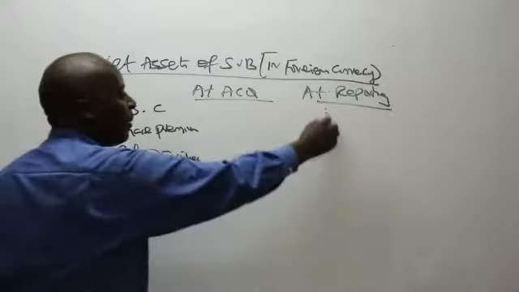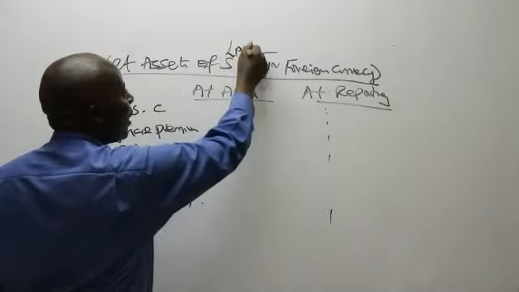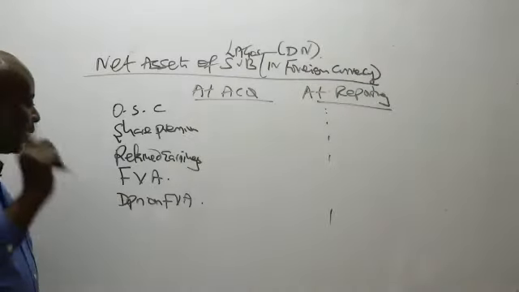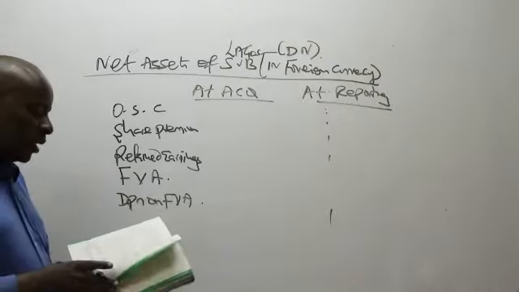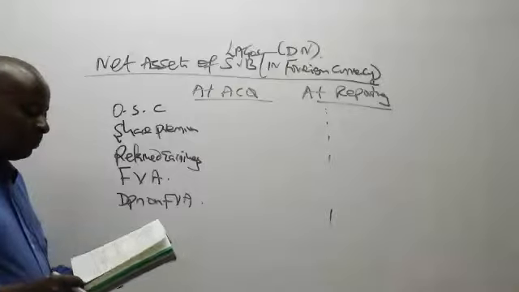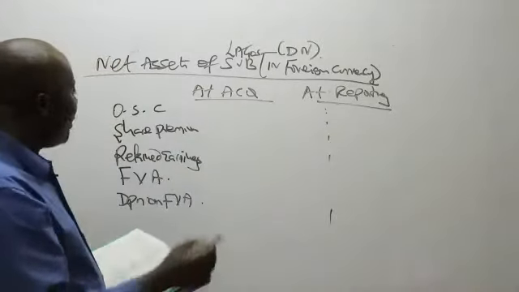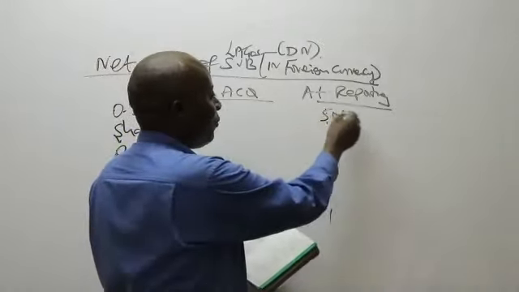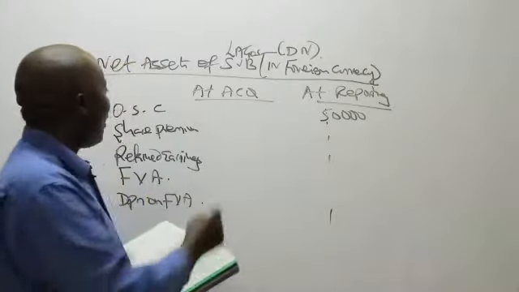Okay, let's fill the column first. Remember it is the net assets of the subsidiary. Net assets of Lagos in terms of its currency, which is the DN. Let's first fill in at reporting. What do we have there? At reporting is the same as at year end. Ordinary share capital for the company called Lagos, at reporting how much is it? Is there anybody who is able to see 50,000? How about share premium?